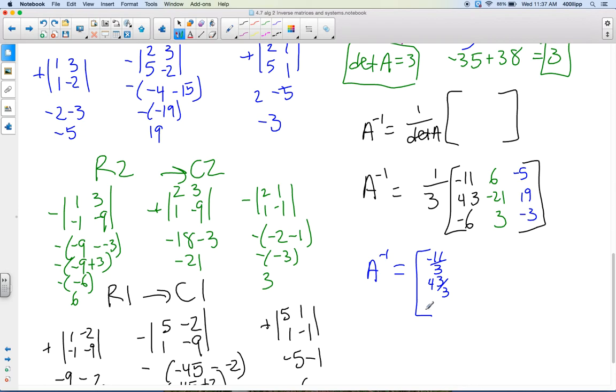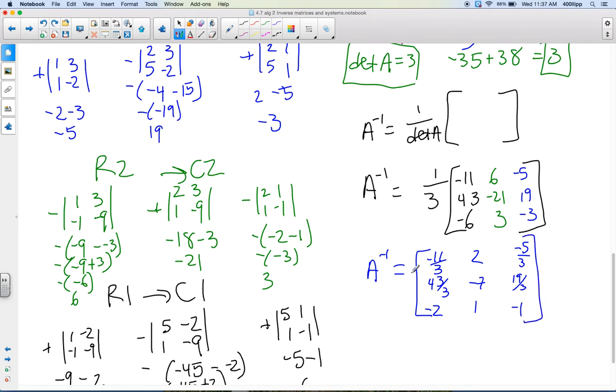We have a -6 over 3, which is a -2. We have 6 over 3, which is a +2. -21 over 3 is a -7. 3 over 3 is a 1. Then we have -5 over 3. 19 over 3. And -3 over 3, which is a -1. So this is the inverse.